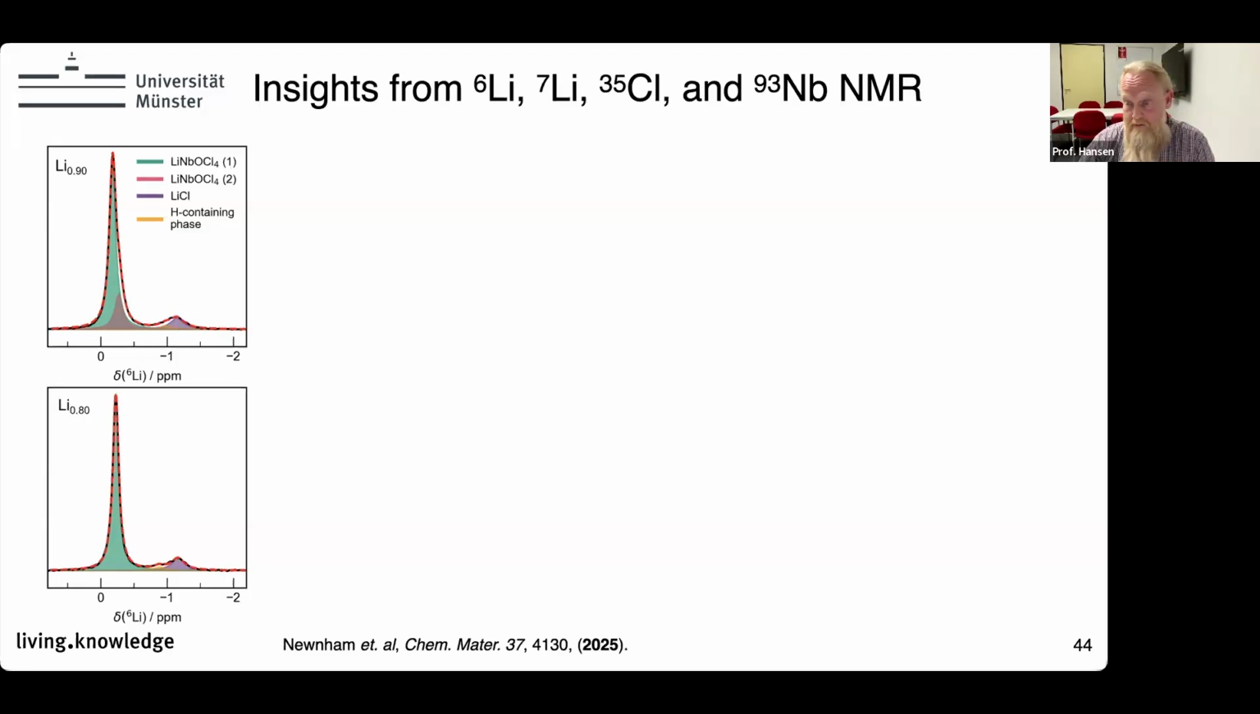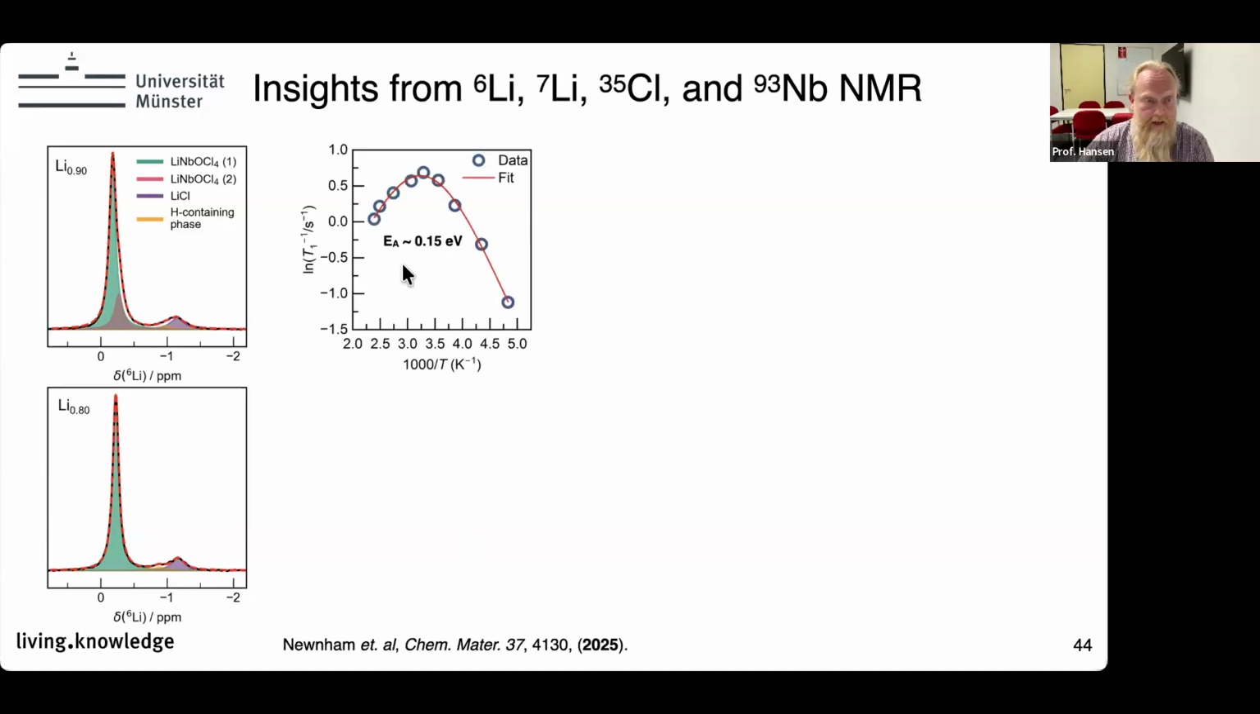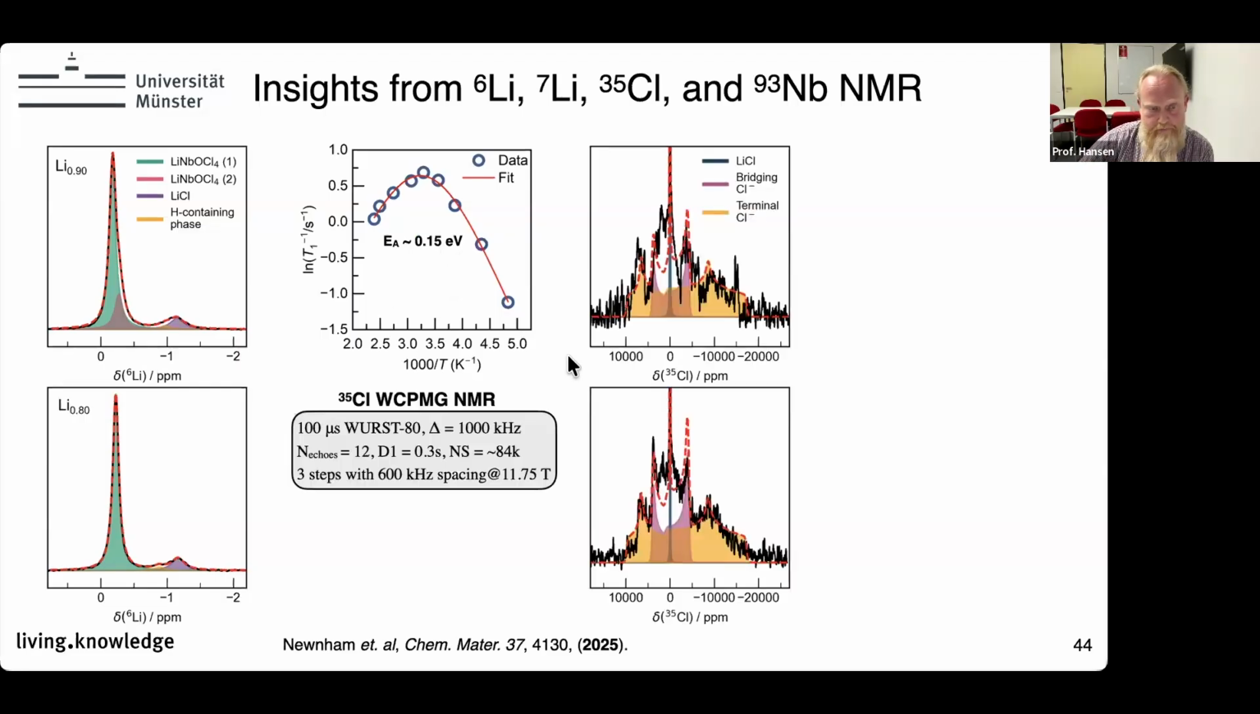Of course, you can do lithium-7 also, but the best resolution you get from lithium-6, and you can do relaxation NMR, just looking at T1. Here is an example: you can fit this with a BPP model and get activation energies for all of the compounds around the very fast lithium ion movement of about 0.15 electron volts.